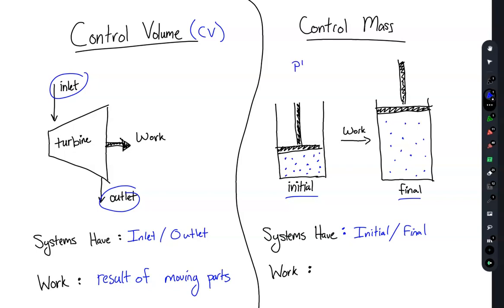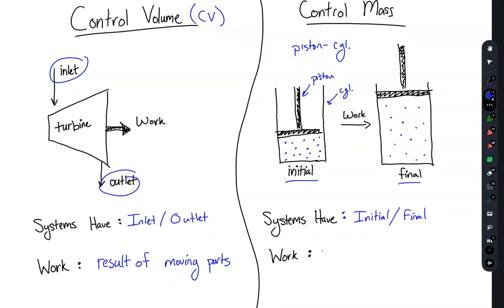And the system that I've drawn here is going to be a system that we look at a lot. This is going to be like a piston cylinder type system, where we have a poorly drawn piston here, and this is the cylinder. The piston is moving, so that's what is actually giving us work. So the work in a control mass system is a result of the volume change.